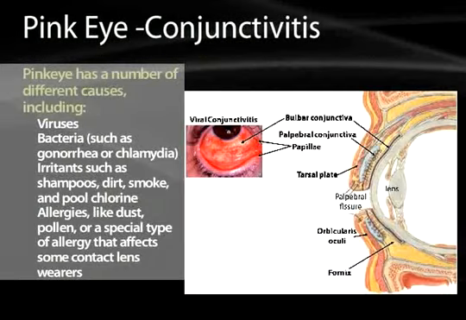Pink eye has a number of different causes, which include virus, bacterial like gonorrhea and chlamydia can even get in there, irritants such as shampoo, dirt, smoke, or all sorts of chemicals, allergies like dust, pollen, types of allergies that affect some people that wear contacts as well.